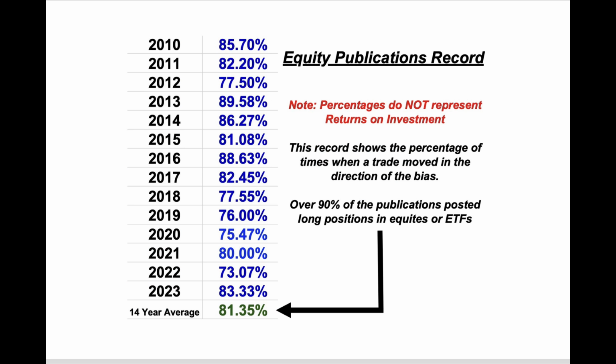This is a 14-year record of all of the equity publications that I put out since 2010. These are year-end results with regard to percentage of accuracy. Now, please do not misunderstand me here. This is not a record of returns on investment. It is a record that shows the percentage of times when the price has moved to a target or in favor of a trade that was posted in the publication. I'll say that again. This is not a percentage of returns on investment. That's a whole different story, especially for those option traders out there.